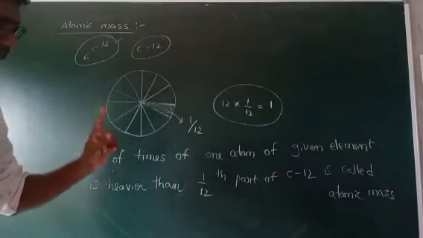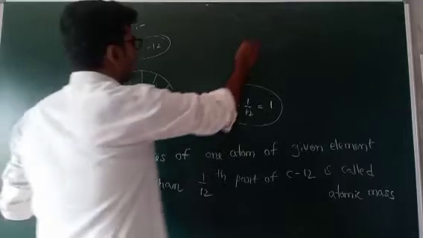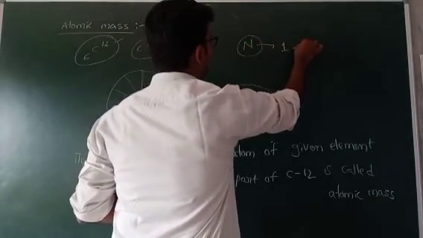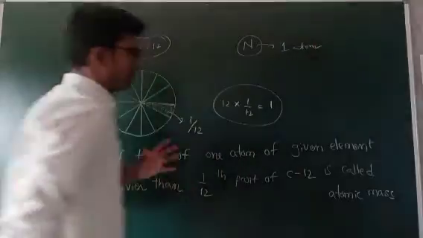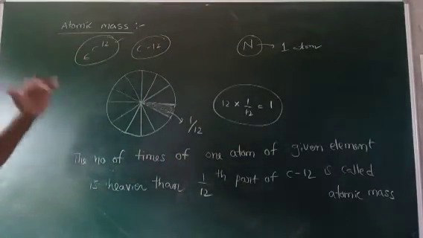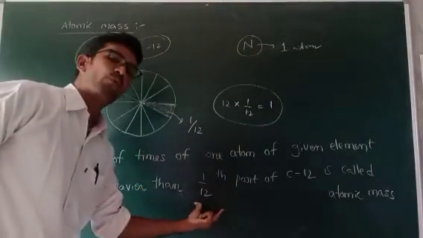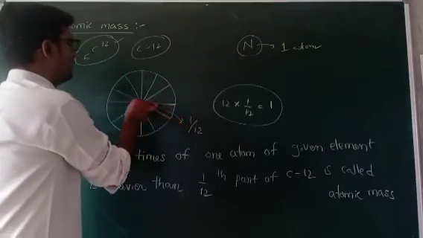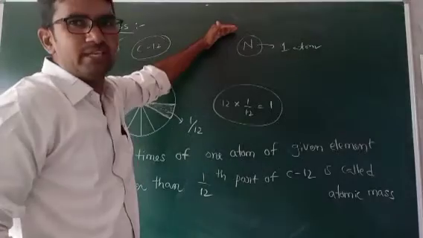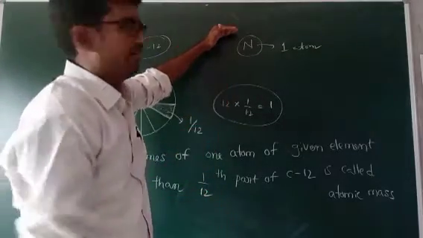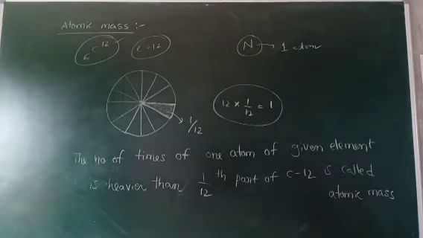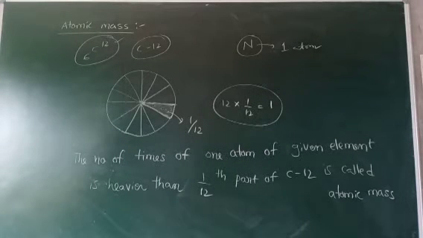If you take one atom from a given element, for example, one nitrogen element is given to you, from that take one atom. How many times is this heavier than the 1/12 part? That is, if you take this piece, how many times greater is this than that piece? How many times heavier? That is called simply atomic mass. Okay?